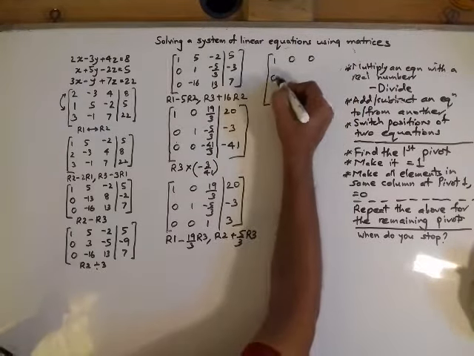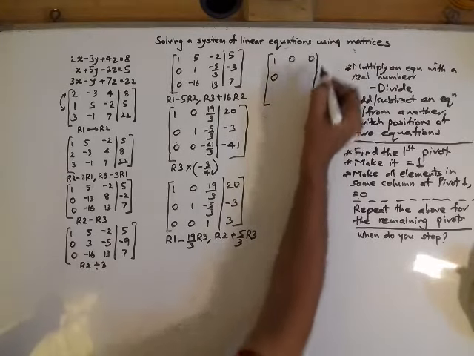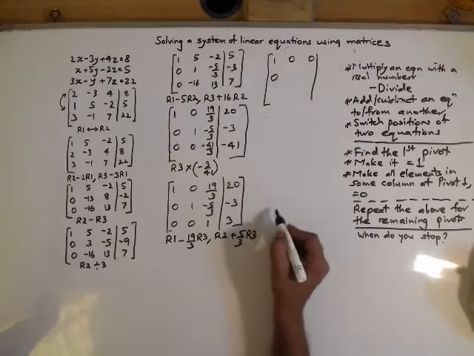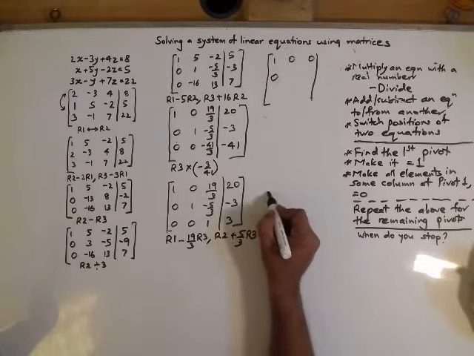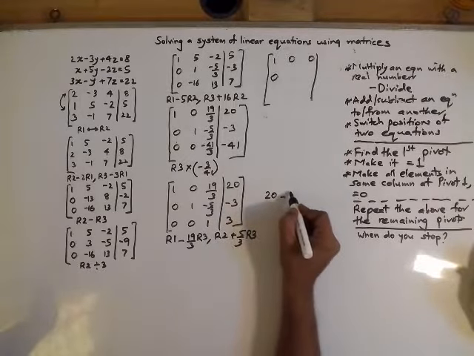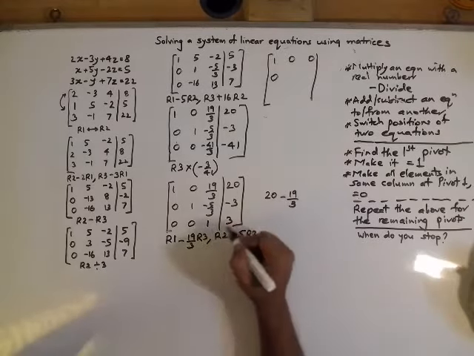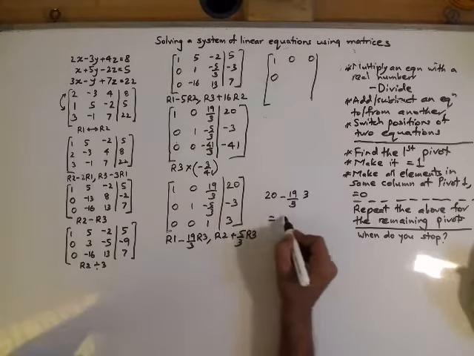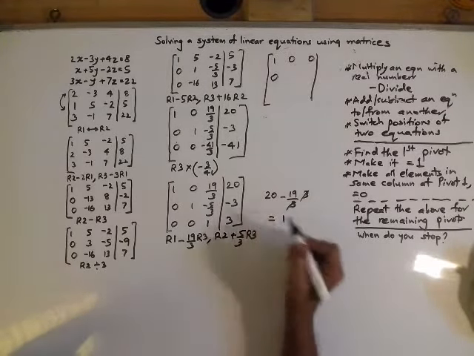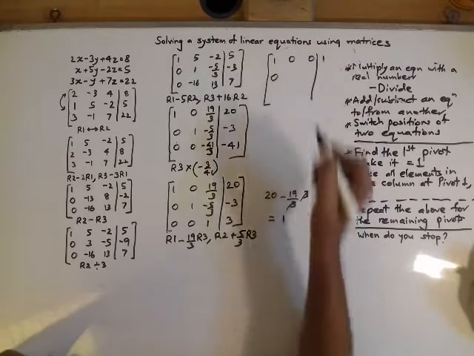Okay, the same. Okay, let's calculate the augmented part. So the augmented part will be 20 minus 19 by 3 into 3, which is equal to 1. So the augmented part becomes 1 there.